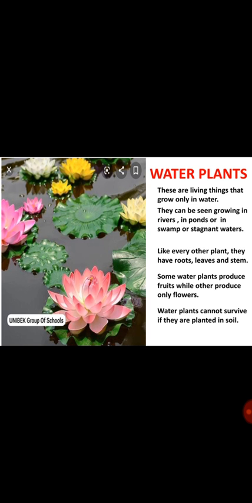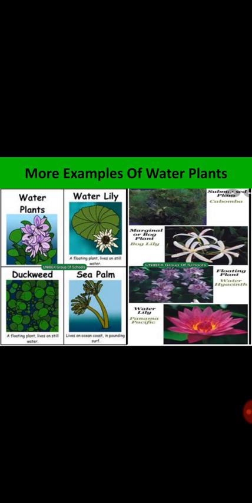Also again, like I said earlier, water plants cannot survive if they are planted in what? In soil. So we have other types of water plants. We have the sea palm, we have the duckweed, we have the water lily, we have the floating plants, there are lots of them. Take a pause on the video and explain the details for them, okay?